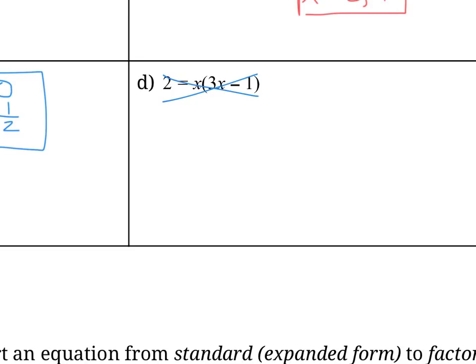What we'd have to do is basically start all over again, refactor. So we'd expand this x into this binomial, move the 2 over, and refactor. But we don't know how to factor yet, and that's where we're going to get to right now.